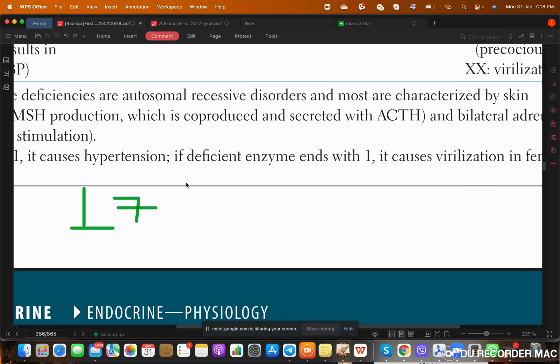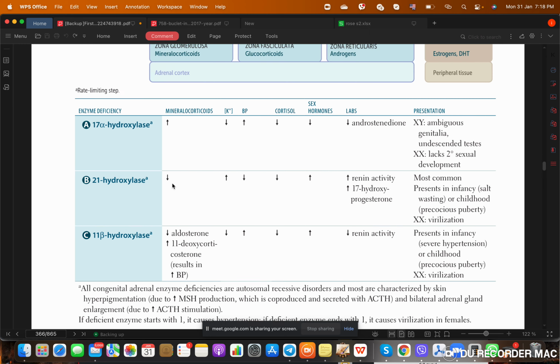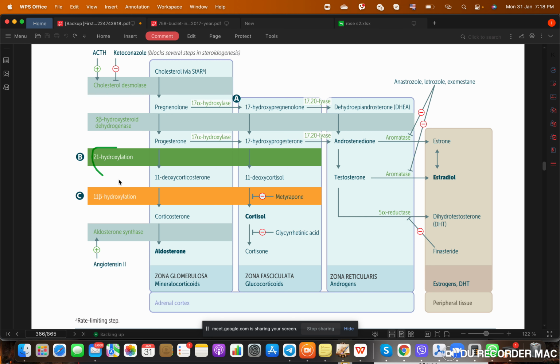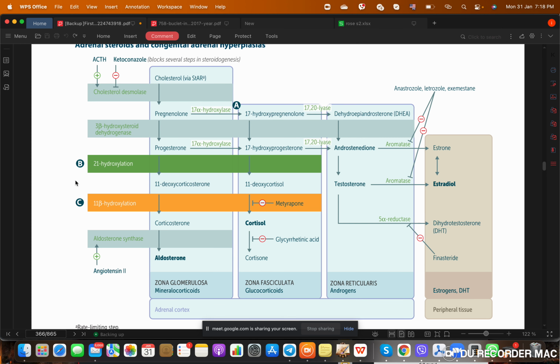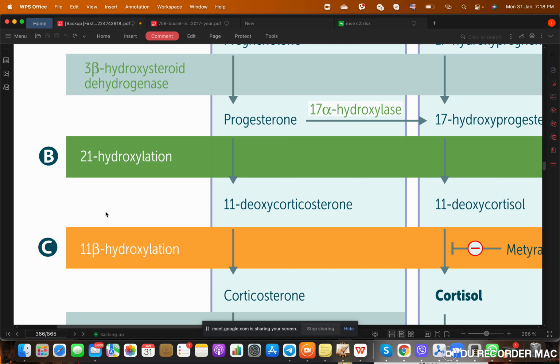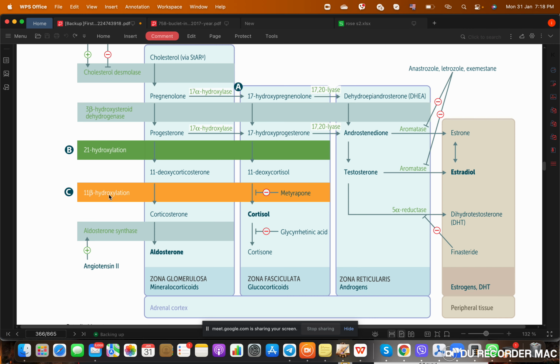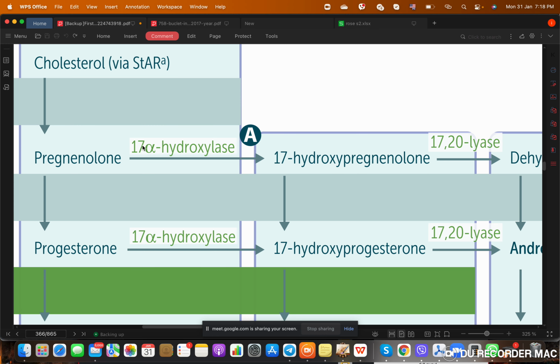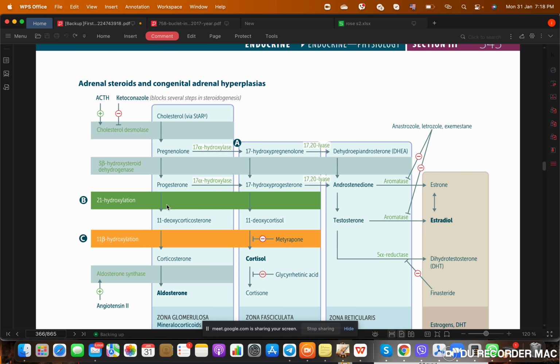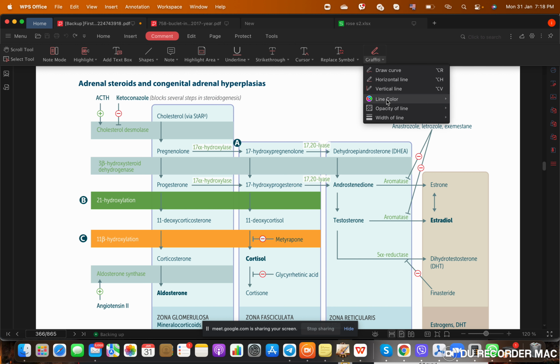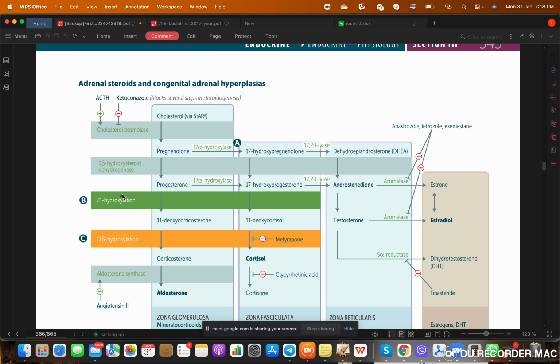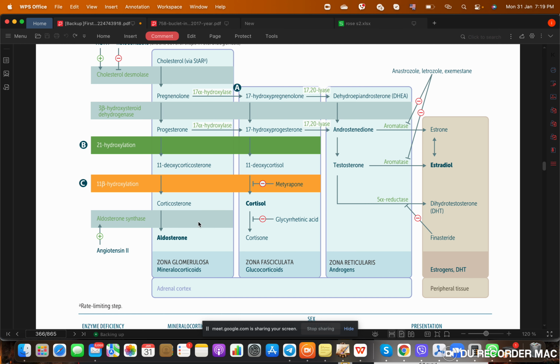Okay. So from now on, anytime you see 21 deficiency, that is going to lead to virilism. It ends with 1. 11, both hypertension and virilism. 17, only hypertension. Okay, so we spoke about why the 21 hydroxylation leads to virilism. Basically because you have a halt in the pathway going down, and now the whole thing is going this way. So the next thing we are going to speak about is the 11 beta hydroxylation.